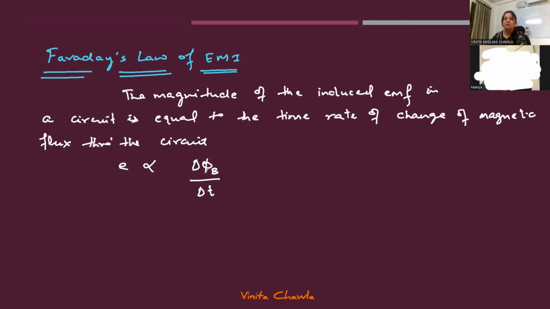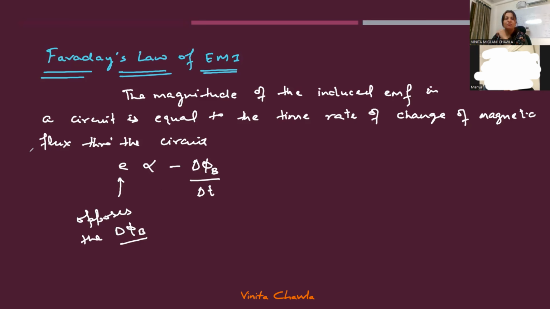And according to Lenz's law, we know that the EMF induced opposes the cause producing it. It opposes the change in magnetic flux, right? And therefore, we put a negative sign. Why do we take a negative sign? Why is this negative sign taken? Because it opposes the change in magnetic flux.